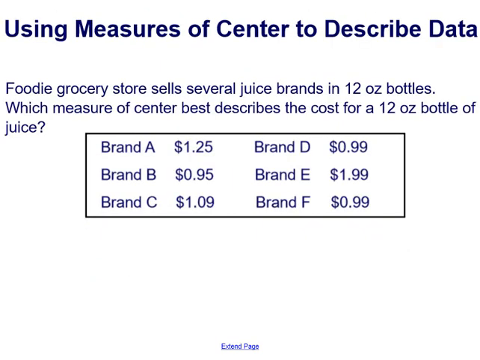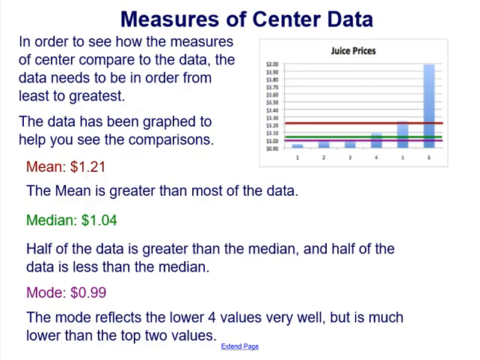Let's take a look at another example. Here we have the Foodie grocery store sells several juice brands in 12-ounce bottles. So which measure of center, mean, median, or mode, would best describe the cost for a 12-ounce bottle of juice? In order to see how the measures of center compare, the data needs to be in order from least to greatest. That helps find the median. And then the data has also been graphed to help you see the comparison. This is a great visual to see which one best describes the data.